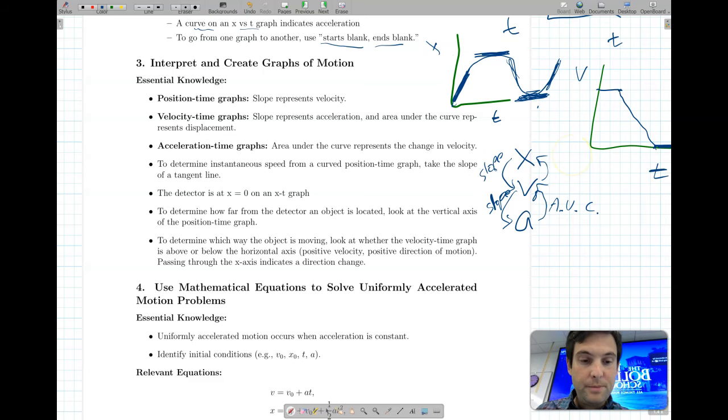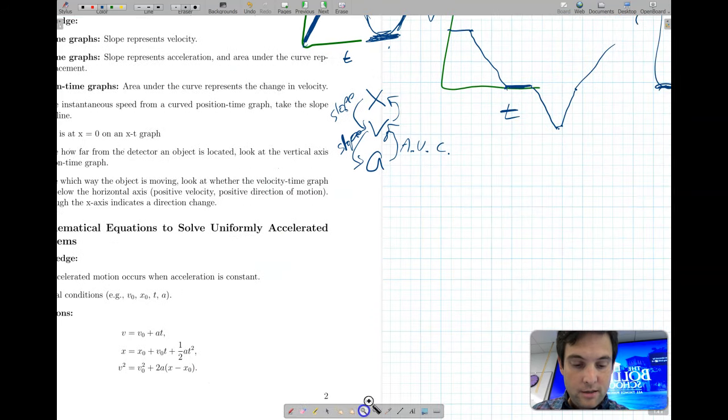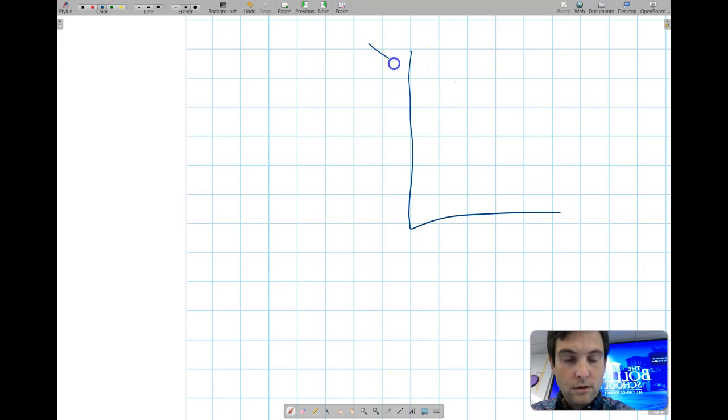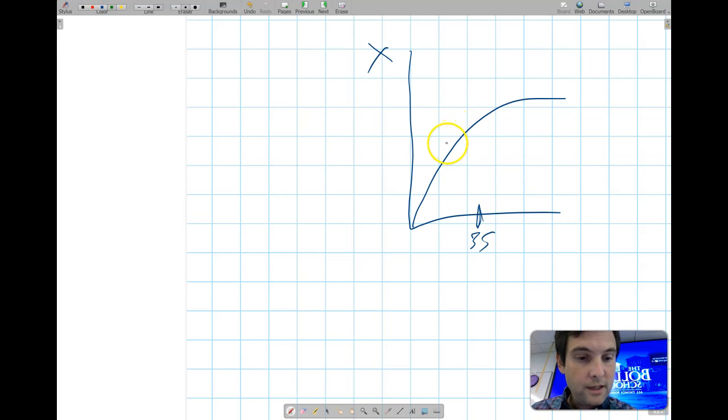To determine instantaneous speed from a curved position time graph, take the slope of a tangent line. Let's say we wanted to find exactly at 3 seconds what our velocity is. At 3 seconds, we draw a tangent line and then take the slope of that tangent line, and in that one exact spot where the tangent line touches our curve, that is where our slope is.